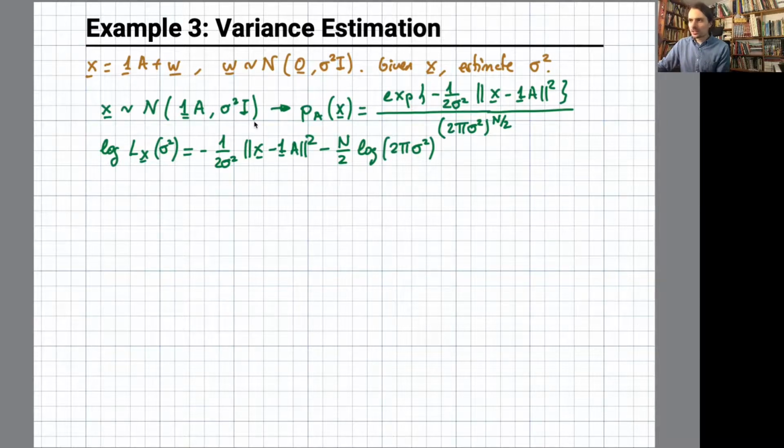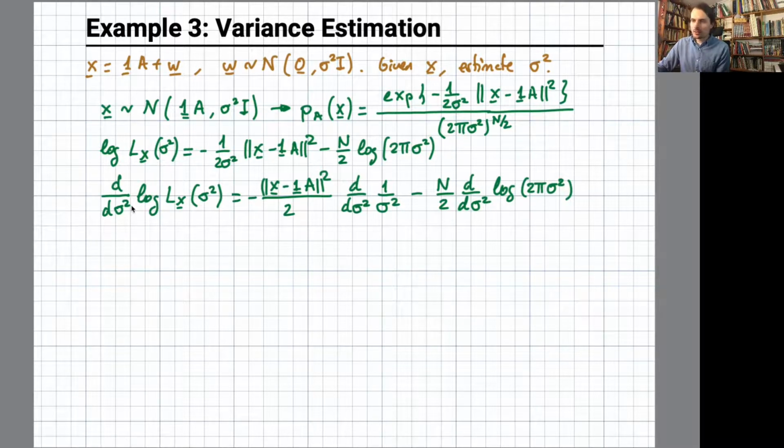As always, the first step is to find the likelihood or log likelihood function. The PDF is of course the same as before, but now the log likelihood function is no longer a function of A. It is instead a function of sigma square, right? Because this is the parameter that we want to estimate. However, it has the same form as before because it also results from taking logs in the PDF.